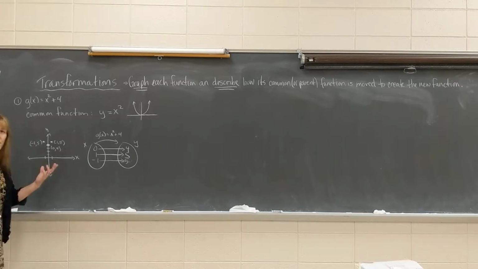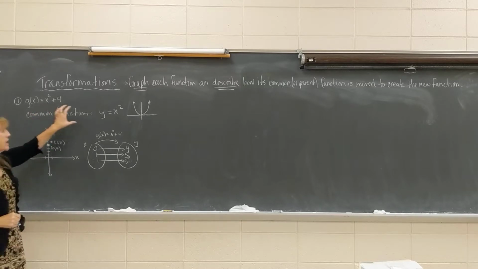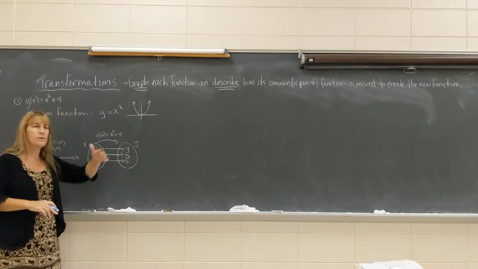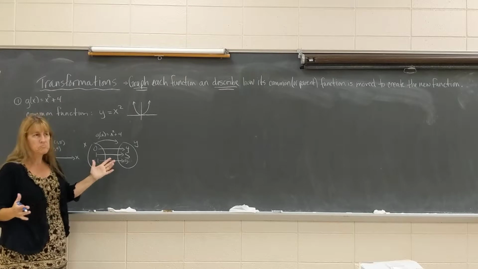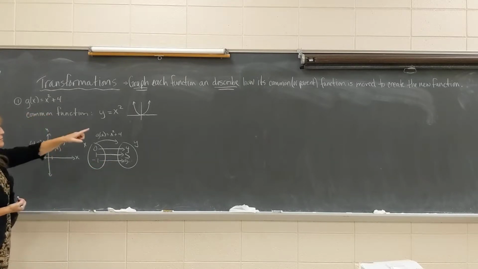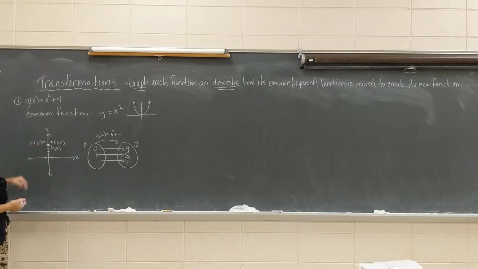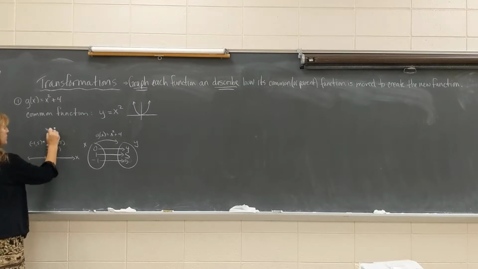By now, I'm hoping that you get the gist of what this graph is going to look like. It's definitely looking like a y equals x squared graph, but it's going to have some kind of a movement to it. And I can see that y equals x squared is definitely being moved to become this graph. So I am going to graph this function.